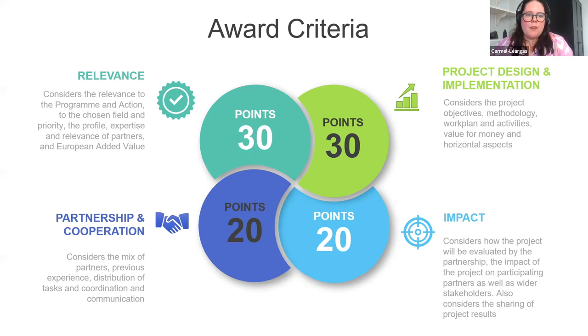So we're going to go into the award criteria. Basically the award criteria is the scoring you'll get for your application form once it's been assessed by a member of the agency or an external evaluator. The award criteria is based on 4 key areas. These are relevancy, project design and implementation, partnership and cooperation, and impact.